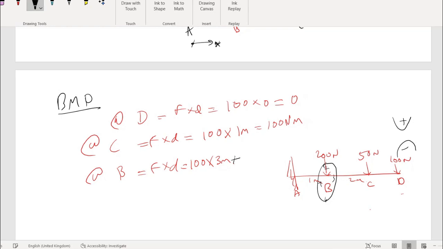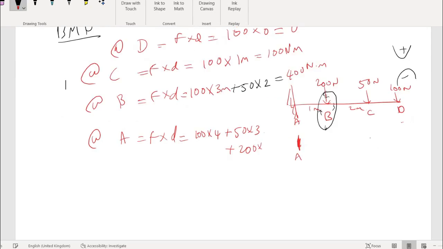I have a question here, let me finish. 400 Newton meter, right? Then moving on, at C, how much is it? At A, what's the answer please? 700. 700. Okay. Are all getting the same answer?